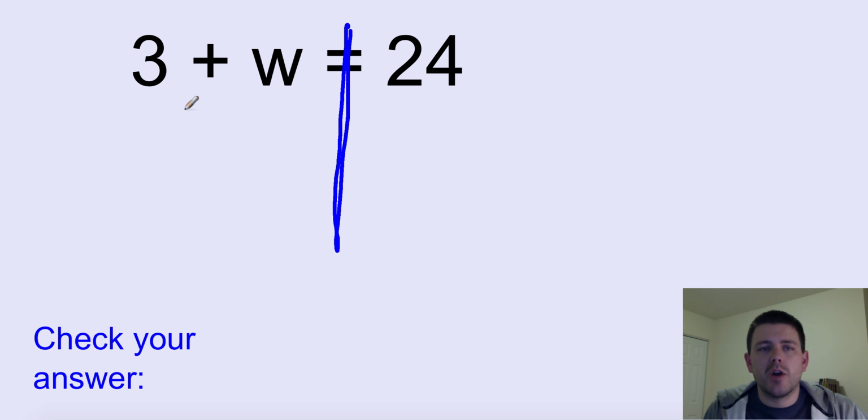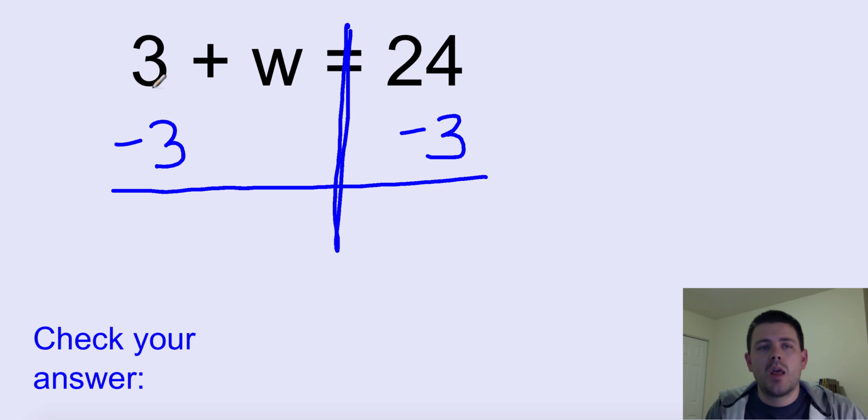Focus on the side with your variable, 3 plus w. So some amount w, and they added 3 to it. To solve an equation, you always want to do the opposite. They added 3, so I want to subtract 3 to make it go away. I want to get rid of that 3, so all I'm left with is my w. But the rule is, whatever you do to one side, you have to do to the other side. You have to keep it equal.